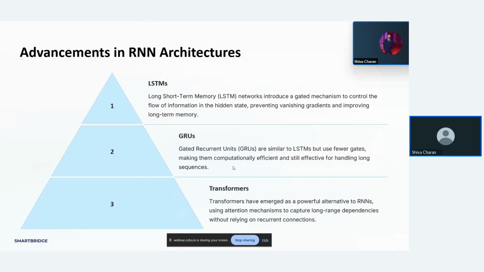Okay, so some of the advancements in RNN architecture. What advancements came because of the vanishing gradient problem? LSTMs came, which are long short term memory. GRUs came, which are gated recurrent units, and transformers. These three concepts came based on the vanishing gradient problem. First, recurrent neural networks came based on the problem of feed forward networks, and based on the problems of recurrent neural networks we got the LSTM concept.